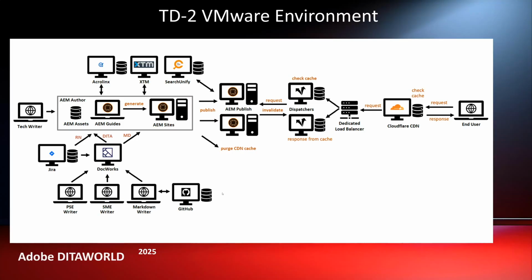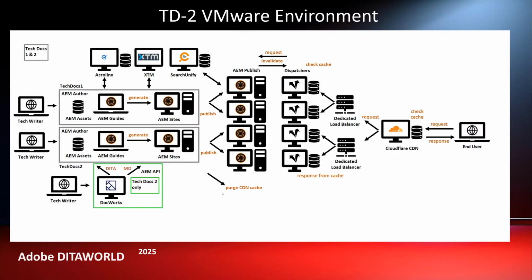And then when we go on to the next slide, this is our combined monstrosity, where we have the 2 author environments with Search Unify and Acrolinks and XTM and the extra stuff that we have in there for VMware as well. And then the 4 publishers and 4 dispatchers connected together into the CDN.